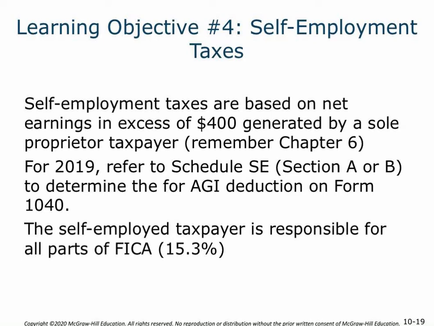Learning objective 4, self-employment taxes. Now, the self-employment taxes are based on those net earnings in excess of $400 generated by a sole proprietor. For 2019, we've got our Schedule SE, which is used to determine the AGI deductions, but the amount of that self-employment tax that the taxpayer is going to be responsible for is 15.3%. So that's going to be the 12.4% for Social Security and 2.9% for Medicare. So you'll note that this is both the employee withholding portion of Social Security and the payroll tax portion, as well as the employee withholding portion for Medicare and the payroll tax portion.